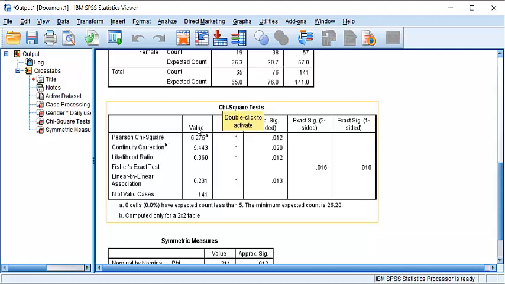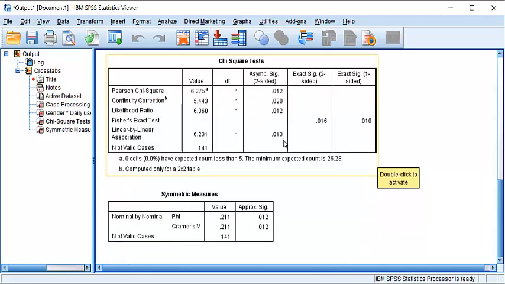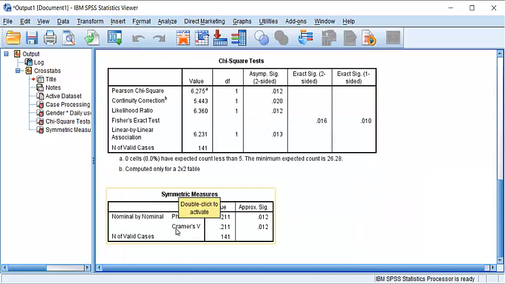Pearson chi-square, the value is 6.275 with 1 degree of freedom, and here you can see the significance is 0.012, which is far less than 0.05. And finally there is the table of Cramer's V, showing the significance level. So we shall discuss this in the slideshow. I have taken all these results over there for visibility and discussion in a different environment. So let's go back to the slideshow.